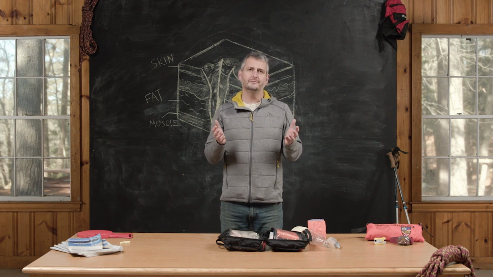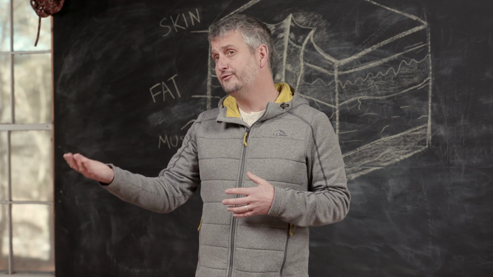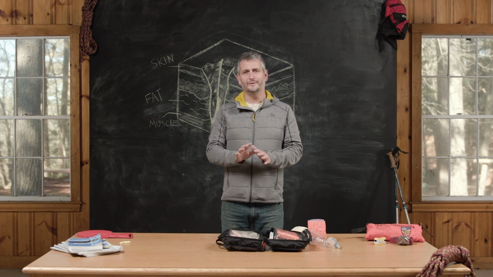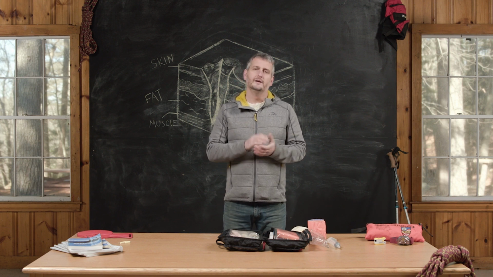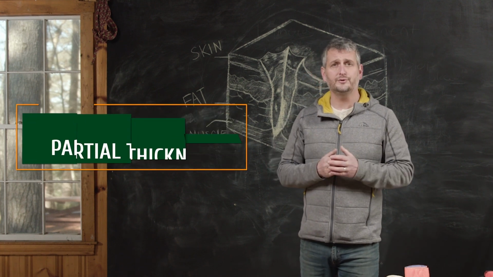So what should you do? Put them in your armpits. Put them on your stomach. Put them on a friend's stomach, right? Gentle rewarming. That's it. Now we move beyond superficial frostbite and we move into partial thickness.